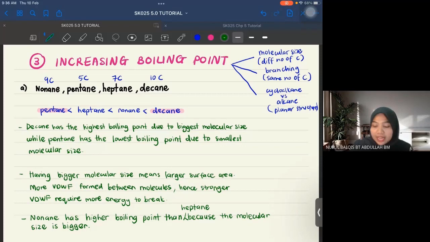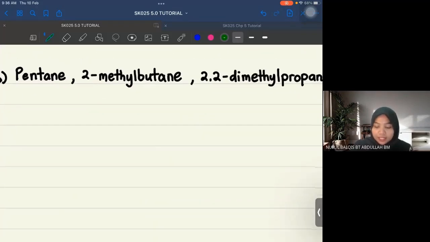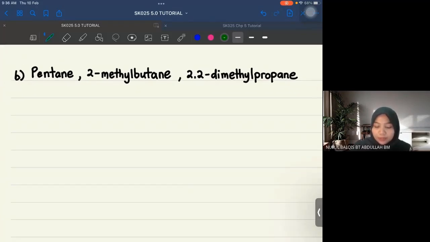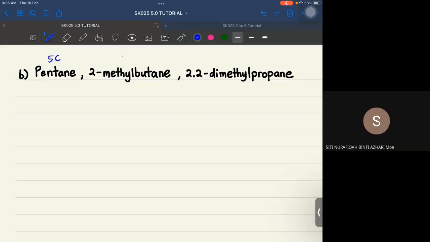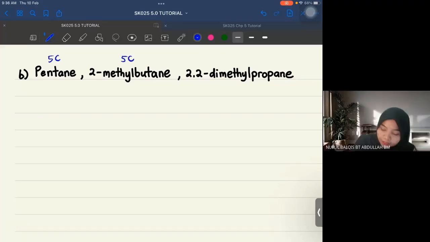Okay, next one. We have these combinations of pentane, 2-methyl-butane, 2,2-dimethyl-propane. Okay, so kita illustrate sikit. So this pentane, we have straight chain or branch group. Sebelum tu. Pentane, 2-methyl-butane and 2,2-dimethyl-propane. All of them got how many carbons? 5, 4, 3. Okay, awak cakap ni 4 carbon as the longest. Okay, this is the longest.